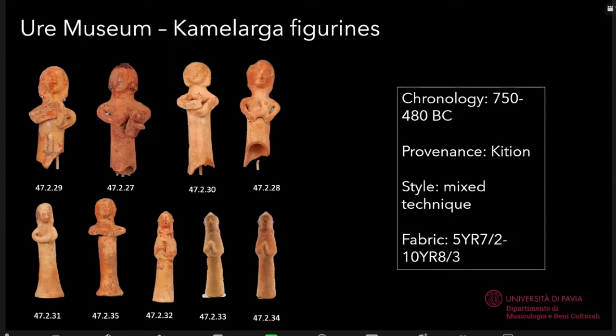As you can see, these are figurines from around the archaic to classical period. They all come from Kition, or at least we think they do, because the only information that we have is that they come from old tombs. But because of comparison and parallels, you will find that they are very similar to those displayed, for example, at the Ashmolean, which we know are from the Kamelaga shrine.